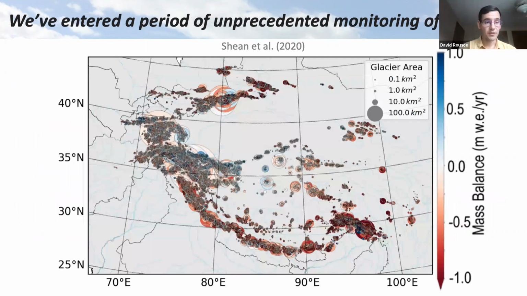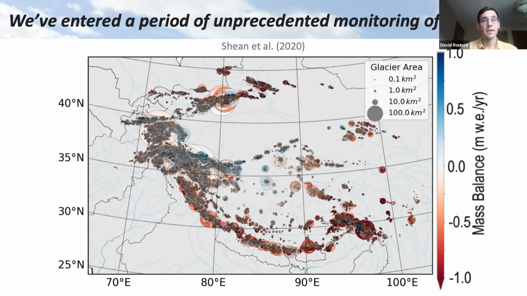Now, fortunately, we've entered this period of unprecedented monitoring of glaciers. And so here I'm showing an example of a study that was led by David Shean and others for High Mountain Asia. And they resolved the mass balance of almost all 95,000 glaciers in High Mountain Asia. So you can see really the level of detail here. The circles are sized by the glacier area. The blues are showing more positive, and you can see the Karakoram and Kunlun with the Karakoram anomaly.